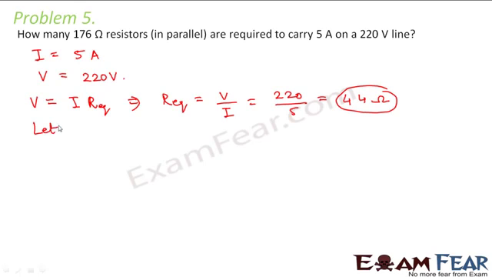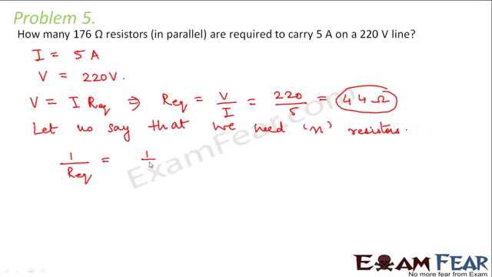Now let us say that we would need n resistors. So now we have to calculate the value of n. If I say that I need n resistors to achieve an equivalent resistance of 44 ohms, what does that mean? That means that 1 by R equivalent will be equal to 1 by R1 plus 1 by R2 plus 1 by R3, and so on. How many times? N times, because there will be n resistors.